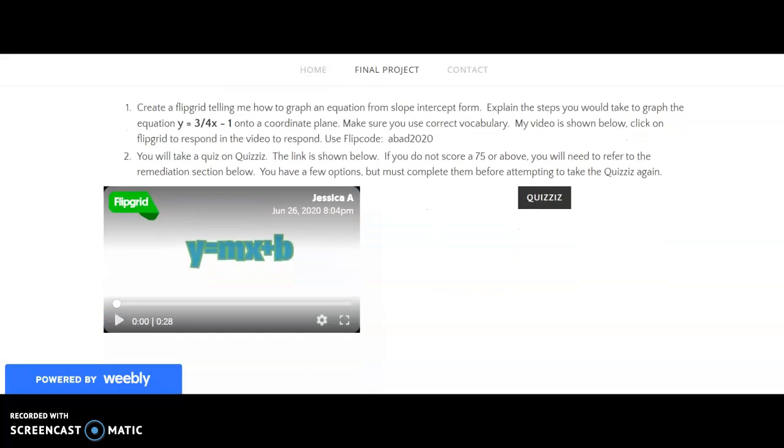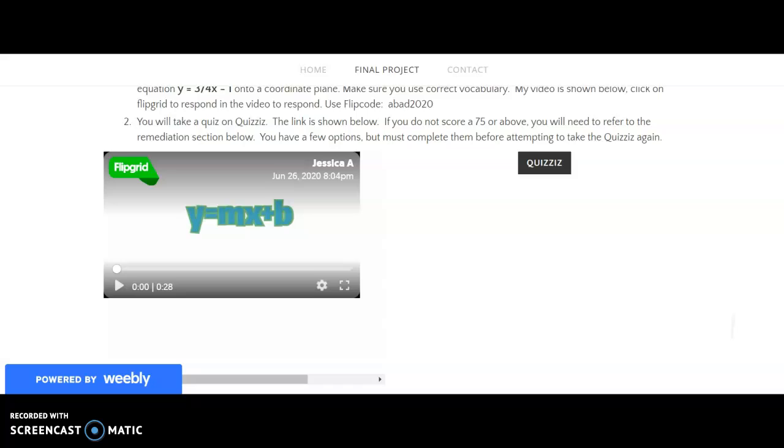On day 3, they're going to create a Flipgrid telling me how to graph an equation from slope-intercept form. They're going to explain the steps that they would take to graph the equation y = 3/4x - 1 onto a coordinate plane. They're going to make sure that they use the correct vocabulary. My video is right there and it's linked so they can listen to it and get the explanation. And then they're going to click on Flipgrid and use the flip code ABAD 2020 to respond.